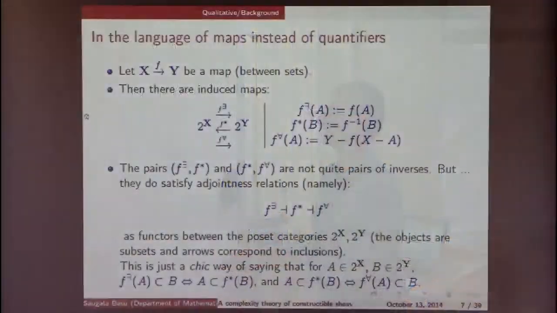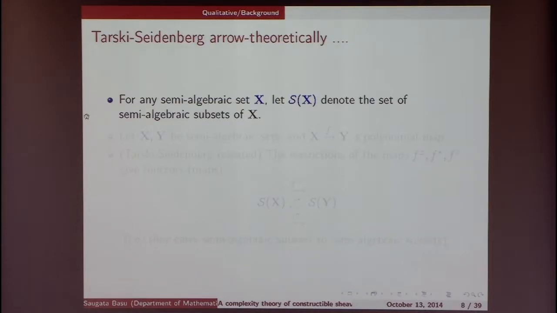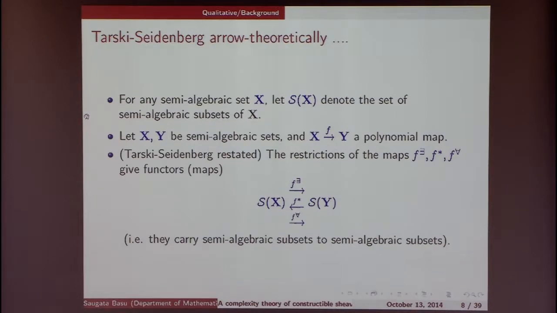All right. So now, arrow-theoretically then, Tarski-Seidenberg says that if you have a semi-algebraic set, and this is an important notation, I'll denote by S(X) this set of semi-algebraic subsets of X. And if you have a polynomial map, then those arrows that I defined in the previous slide restrict to the class of semi-algebraic subsets. So it goes from F in these directions, and they carry semi-algebraic subsets to semi-algebraic subsets, and they satisfy the adjointness relation.